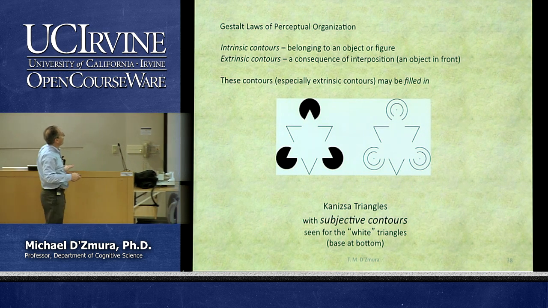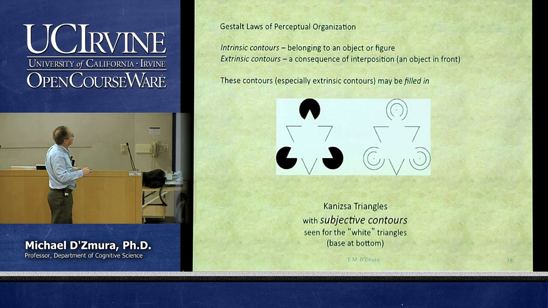And it turns out that what we are doing is filling in contours, particularly extrinsic contours. In the case of this triangle that lies behind the white one in front. So the one in front, we are seeing subjective contours. And those are the contours that we see as edges for this triangle right here.